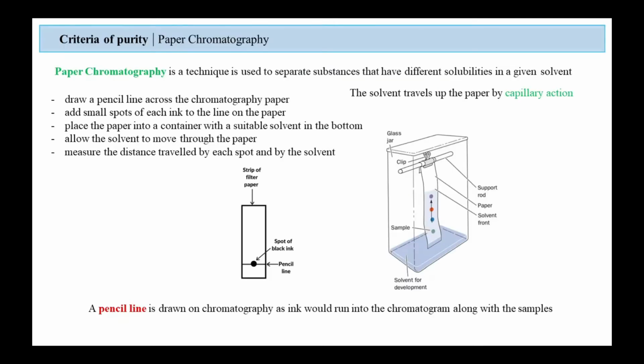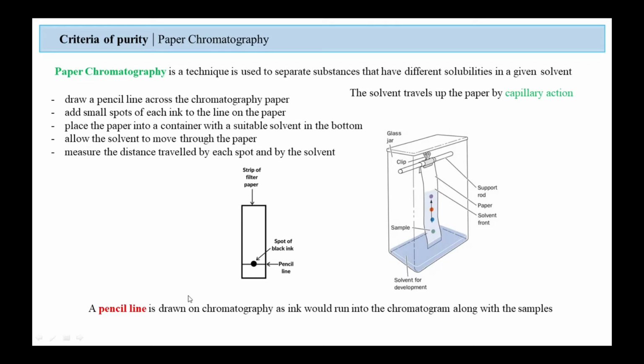One of the techniques used to separate substances that have different solubilities in a given solvent is paper chromatography. For example, if we would like to find out what different inks are mixed to make black ink, we can use this technique. To do that, we take a strip of filter paper or chromatography paper and place a spot of black ink on it.